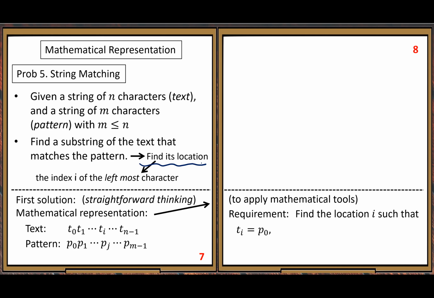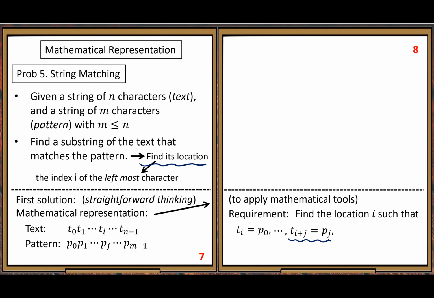Then T sub I plus J. So you move the position to the right. I plus J means you move J positions to its right. This one is usually a little harder for some students to understand. So you move the pointer to the right.